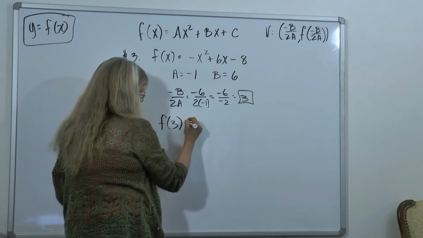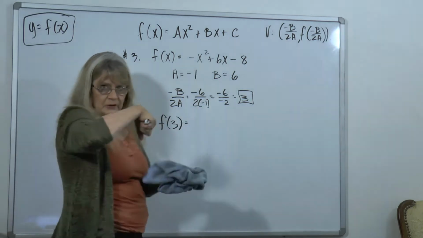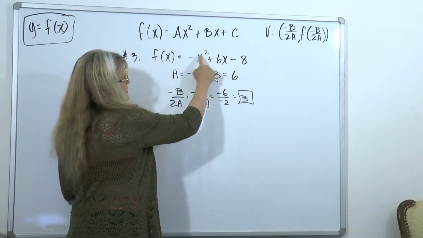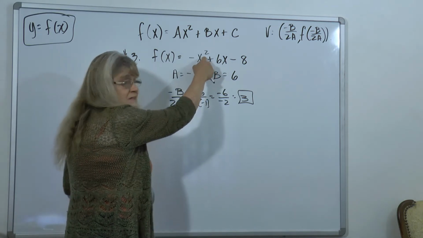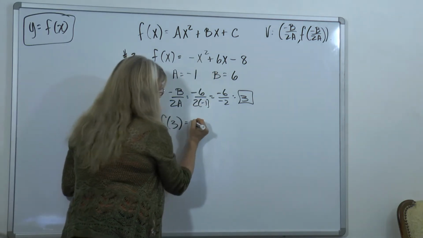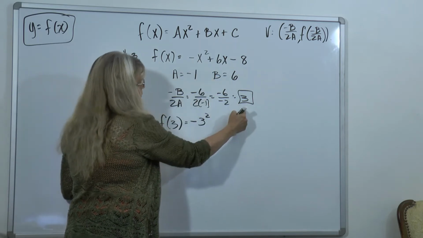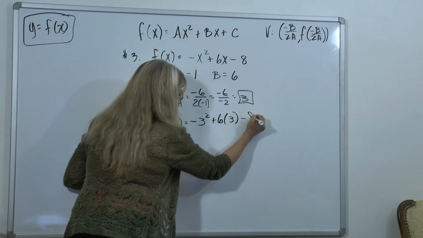Now, you have to be observant when you're doing math. Remember, an exponent only applies to what's directly under it unless I'm specific. Well, notice that this minus sign is not in parentheses, so it is not being affected by that exponent. So it goes along for the ride. So I'm going to have negative, and then replace my x with a 3, okay? And then 6 times 3, and then minus 8.